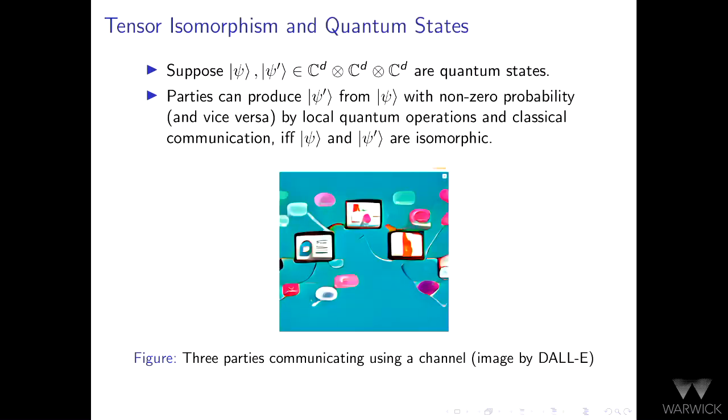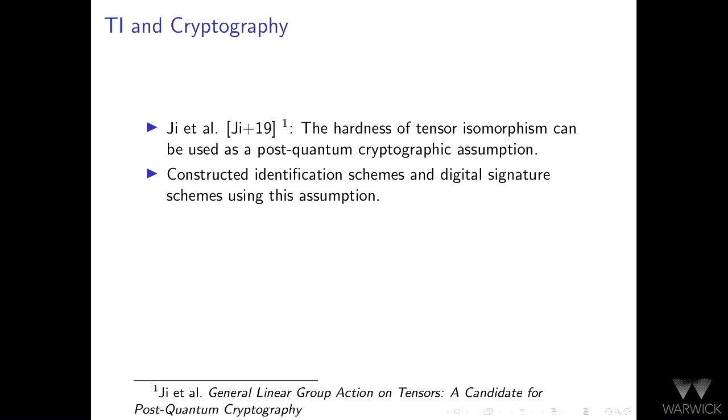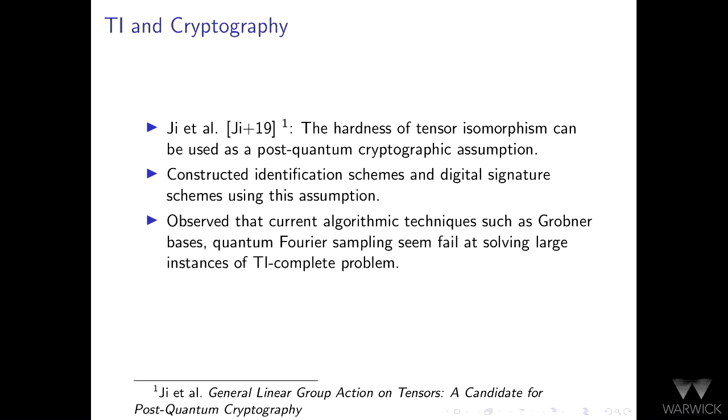Next, the tensor isomorphism problem has been studied in cryptography. In a paper by G and others, they explored how to use the hardness of tensor isomorphism as a cryptographic assumption that is post-quantum secure. In particular, in this paper, they constructed identification schemes and digital signature schemes using this assumption. They observed that current algorithmic techniques, such as Gröbner bases or quantum Fourier sampling, seem to fail at solving large instances of tensor isomorphism problems.